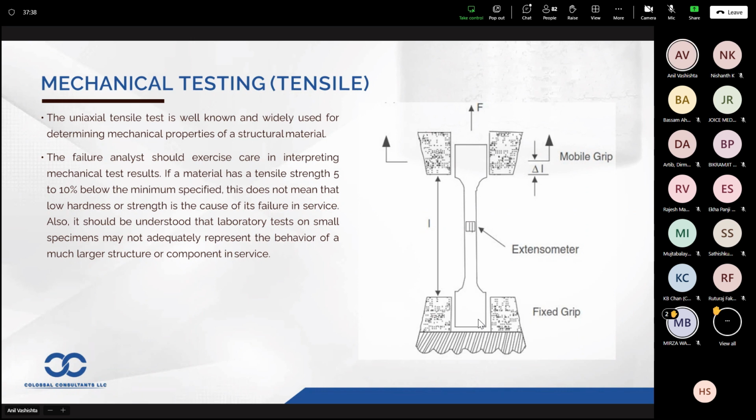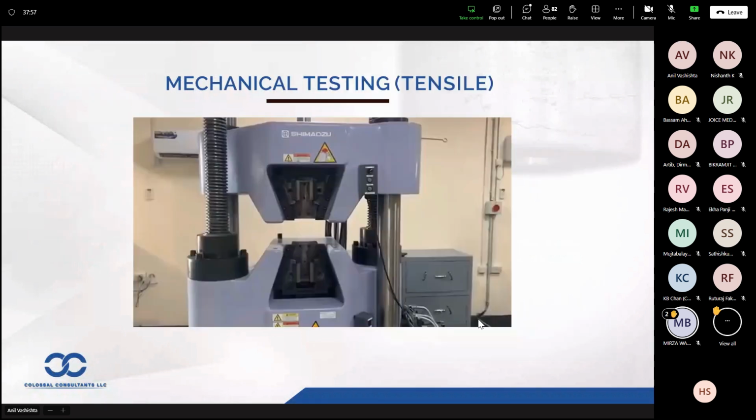475, it does not necessarily mean that the material is defective or wrong, because cold working of that material could have compromised the mechanical strength of the material. Ideally, you should be testing the material which has been unexposed to the environment. We'll go through a quick video of mechanical testing.